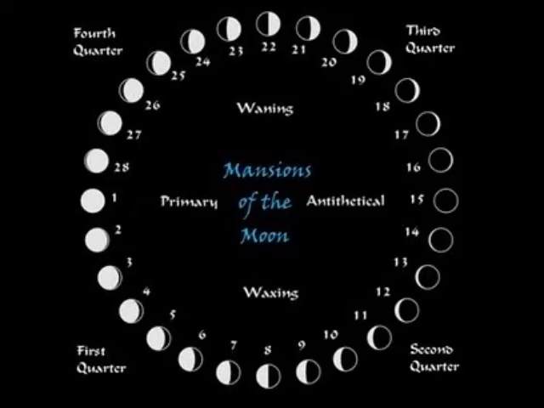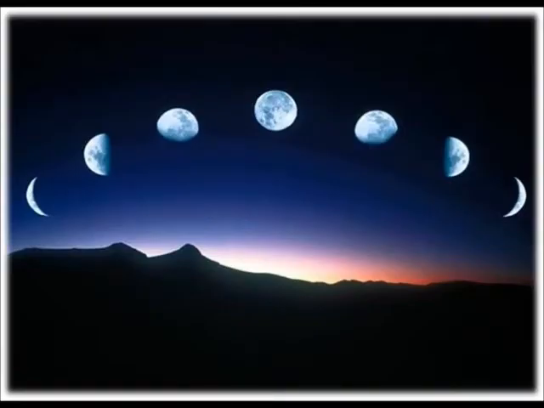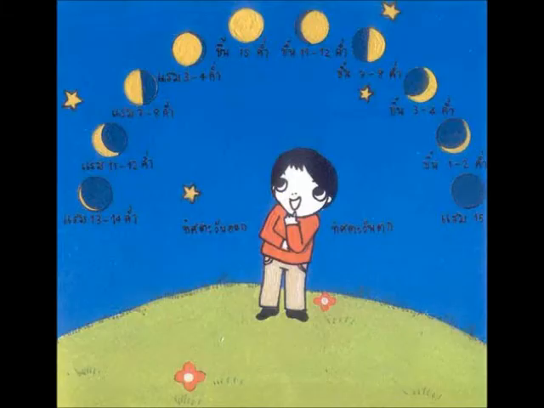Always start with a round circle and use your pencil to shade the part that is in shadow and not lit by the sun. Then see what you find out. If you do this for 29 days, you will have witnessed the entire lunar cycle from start to finish.